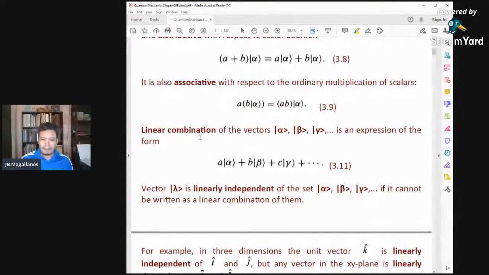So this one is an expression of a linear combination of vectors. So you have A times alpha plus B times beta plus C times gamma and so on. This is called a linear combination of vectors.